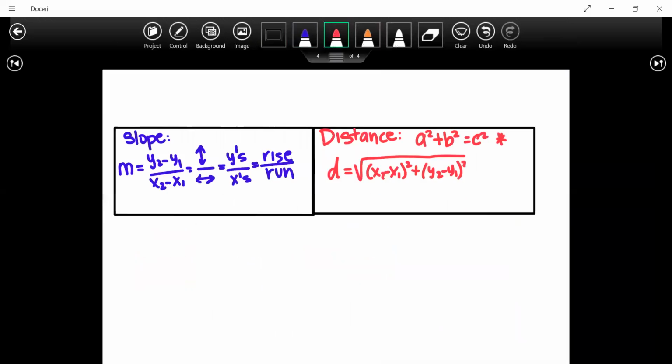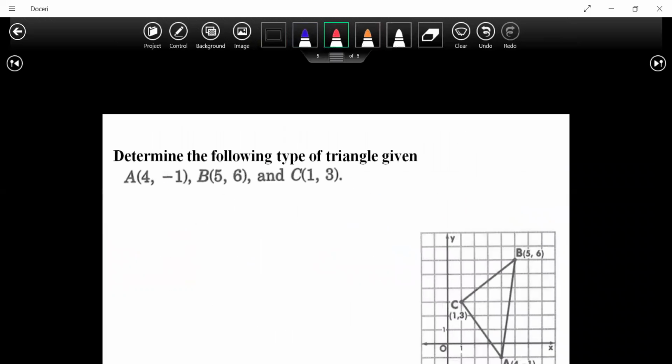Look at our problem down below. This is the beginning of our triangle. It says, determine the following type of triangle given. We're going to jump right into this because it's already graphed and we don't have to do that much to it. All it did is take those points and graph it. The first thing we want to do here is two things. We're going to find the distance, and then we're also going to find the slope, making sure that we either have perpendicular or none, because we could also make them right.